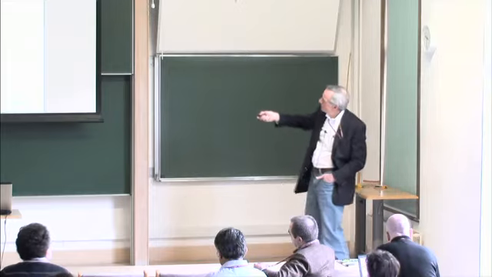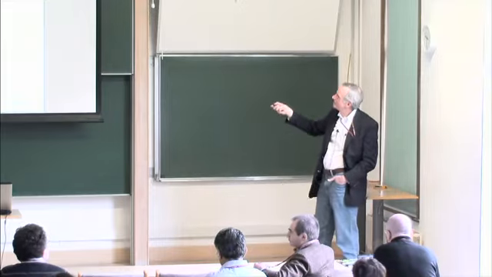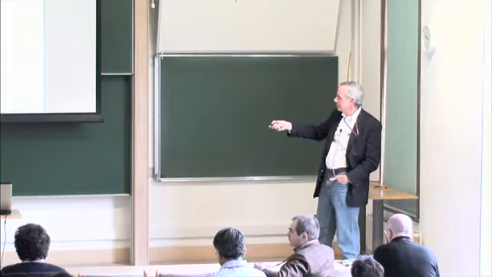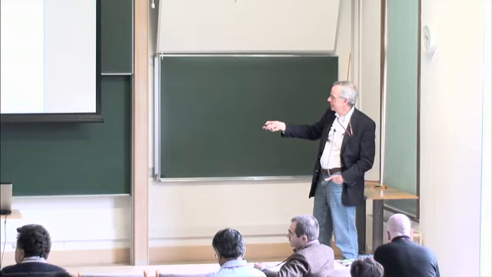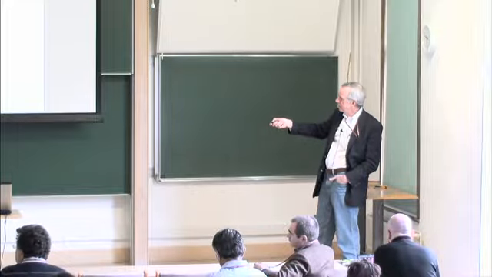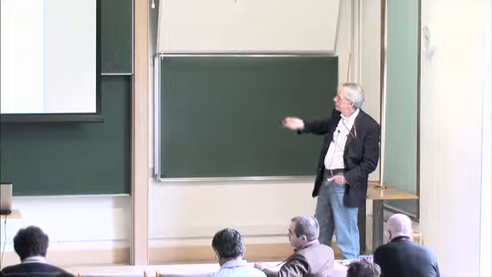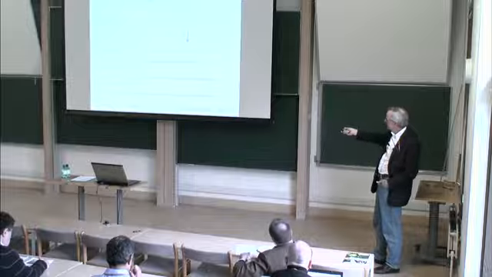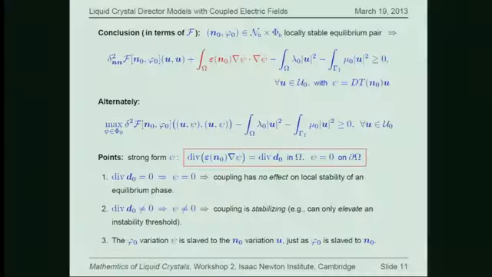The other aspect, which is still a little funny, is that the variation psi of phi naught ends up being slaved to the variation in the director field in this version of things, in an analogous way to the way that the electric potential is slaved to the director field.